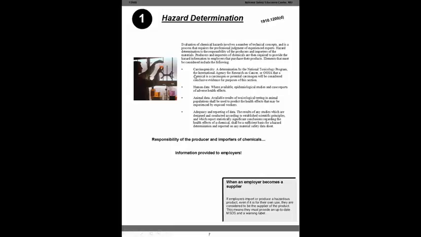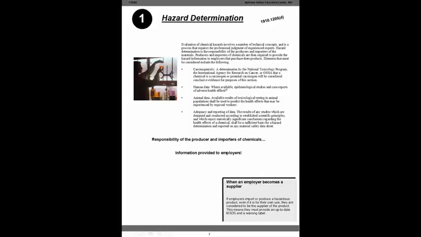Hazard determination. Carcinogenicity, I don't know if I even say this correctly. A carcinogen is a product that has been determined by OSHA to cause cancer. It's not a matter of if you'll get cancer. If you're dealing with a carcinogen and you touch it with bare skin, they say you're going to get cancer.